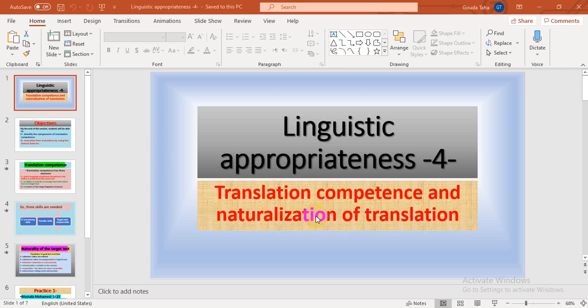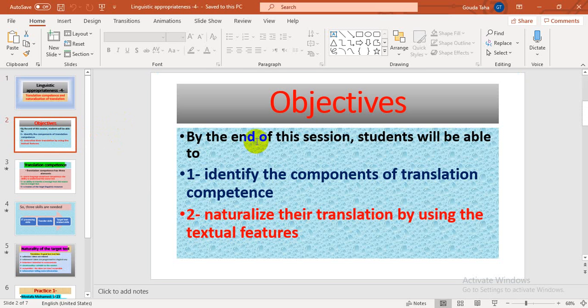In these sessions we discuss how to make your translation acceptable, informative and communicative, and our main focus in today's session will be on translational competence and naturalization of translation. So in today's sessions, our objective will be to identify the components of translational competence and to know how to naturalize your translation.